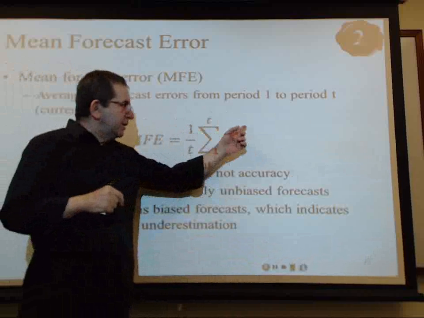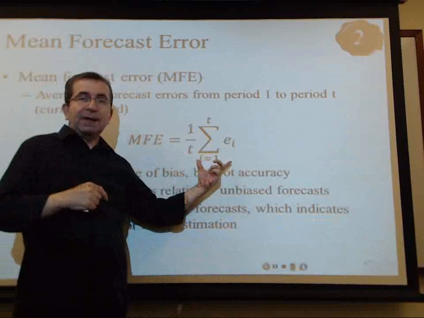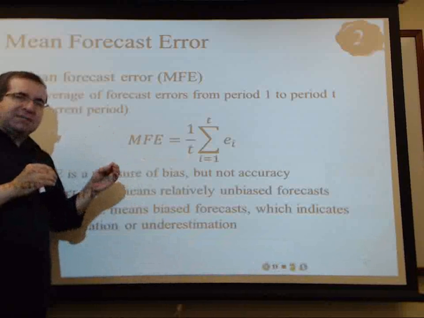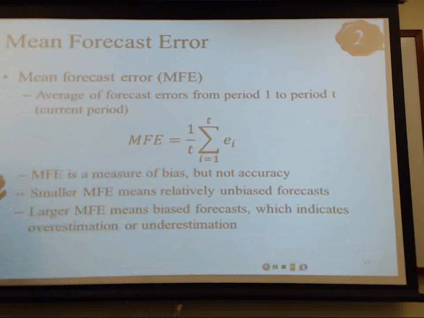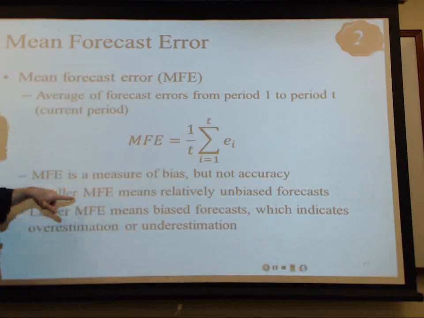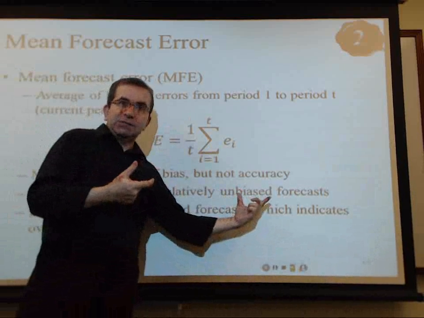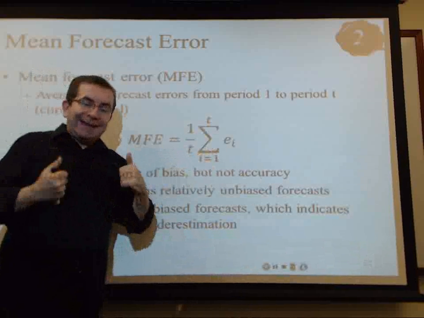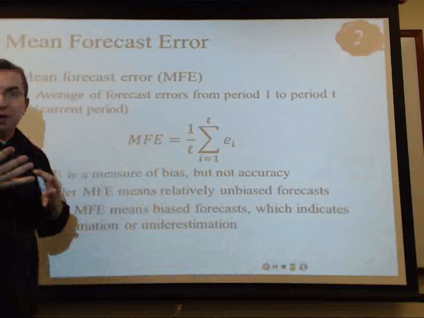And when you average the forecast errors, if you're unbiased, you should be close to 0. Why? Because you should have about an equal amount of positive and negative errors, and they should cancel each other out. Okay? So ideally, if your mean forecast error is close to 0, you're relatively unbiased. But if you have a large positive number or a large negative number for your mean forecast error, that means you're biased one way or the other.